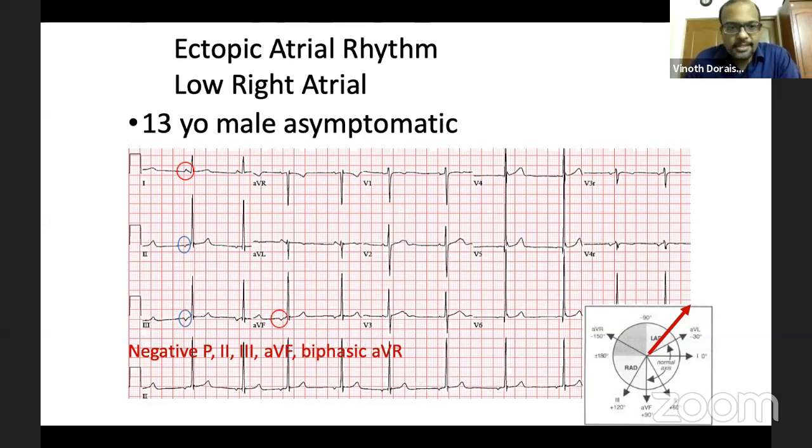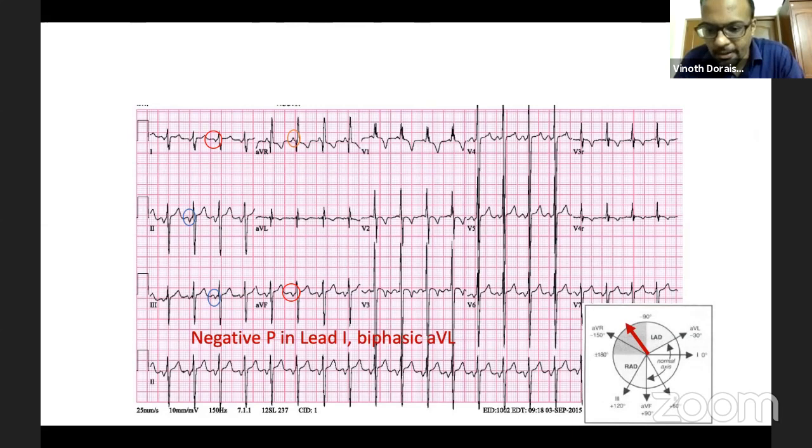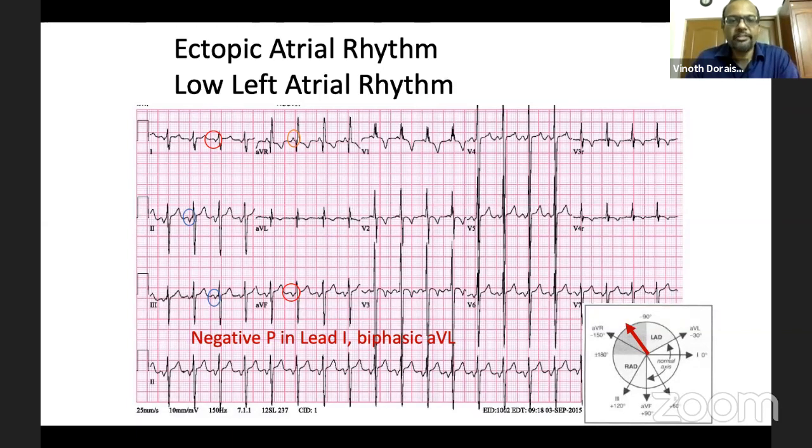Coming to the next example. So the P wave in lead 1 is negative and lead AVF is negative. It is also negative in the other inferior leads, that is 2, 3 along with AVF. And it is positive in AVR. So definitely the direction of the P wave depolarization is in the direction of the red arrow, which you can see in the diagram, where it's negative in the lead 1 and lead AVF and positive in AVR. So this will be a low left atrial rhythm.